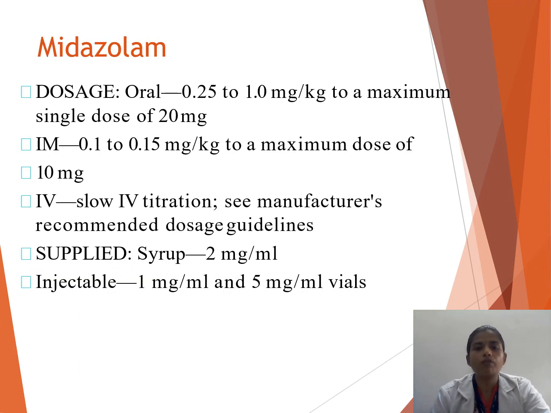Midazolam dosage, oral form 0.25 to 1 mg per kg to a maximum single dose of 20 mg. IM 0.1 to 0.15 mg per kg to a maximum dose of 10 mg. IV form, slow IV titration. See manufacturer's recommended dosage guidelines. Supplied in syrup as 2 mg per ml. Injectable 1 mg per ml and 5 mg per ml vials.